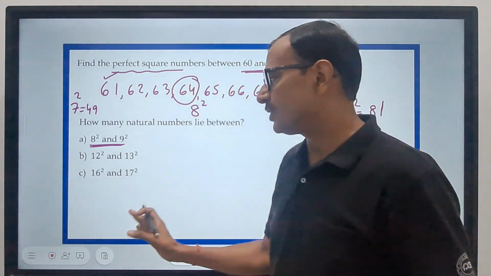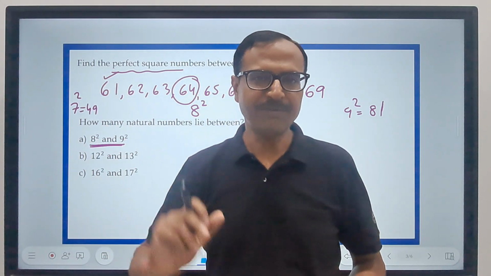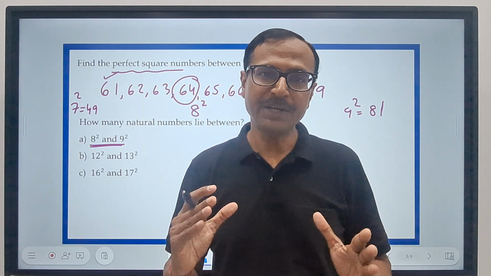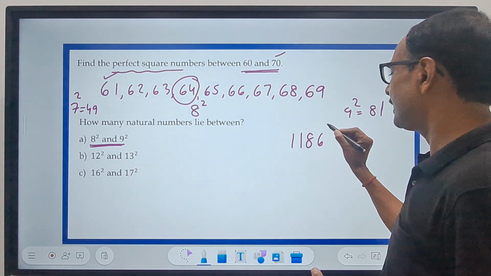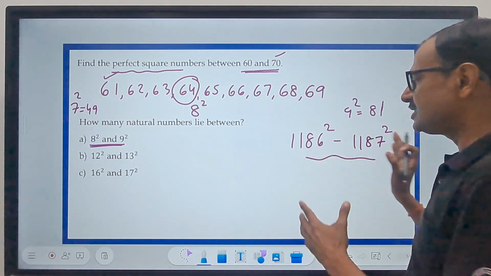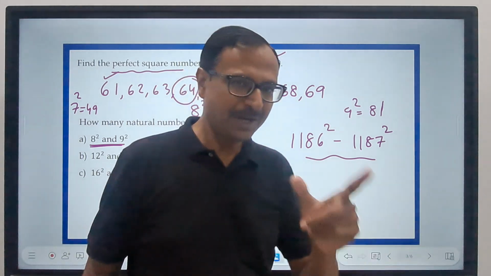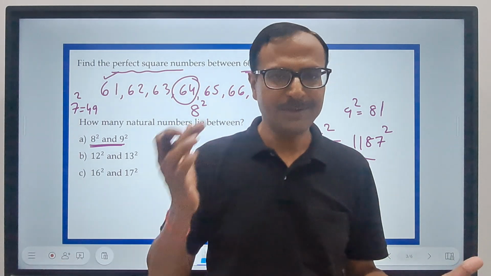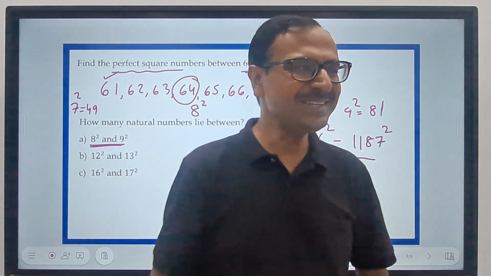But if I ask you how many natural numbers lie between 254 square and 255 square, it's going to be a huge task. And furthermore, if I complicate it by asking you how many natural numbers lie between 1186 square and 1187 square, you can't just square these big numbers and then keep counting how many natural numbers are there between these two. Difficult, right? But if you know the short trick, you know the answer just by using your mind and making a small calculation without pen and paper, right?